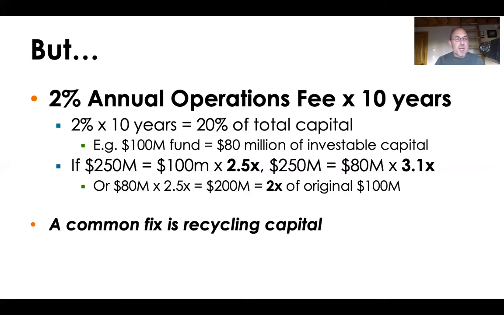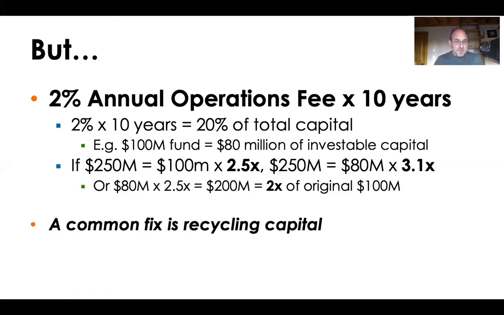So again, $250 million is 2.5 times the $100 million. But if we spend $20 million of the 100 million running the show, then you can't put the whole $100 million out into the companies. And so what we're saying is that same $250 million return has to be made on $80 million of investment. That's a 3.1x return. That's way higher than 2.5. That's much harder to do than 2.5. Does that make sense? Everyone, I can't see you.